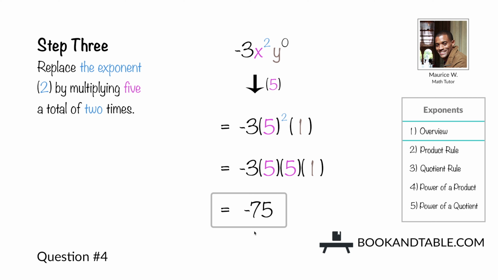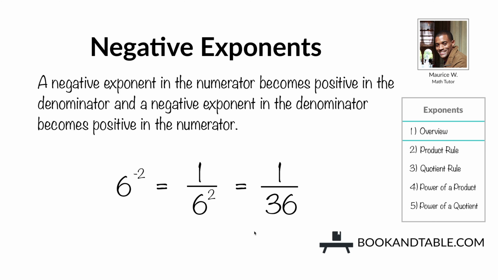Now, before we move on to discuss the product rule, let's discuss negative exponents. A negative exponent in the numerator becomes positive in the denominator, and a negative exponent in the denominator becomes positive in the numerator. So in this example, 6 to a power of negative 2 is technically in the numerator. It's being divided by 1. So to make this exponent positive, you switch this term and put it in the denominator. That's how we go from negative 2 to positive 2. So 6 to a power of negative 2 is equal to 1 over 6 squared, which is equal to 1 over 36.